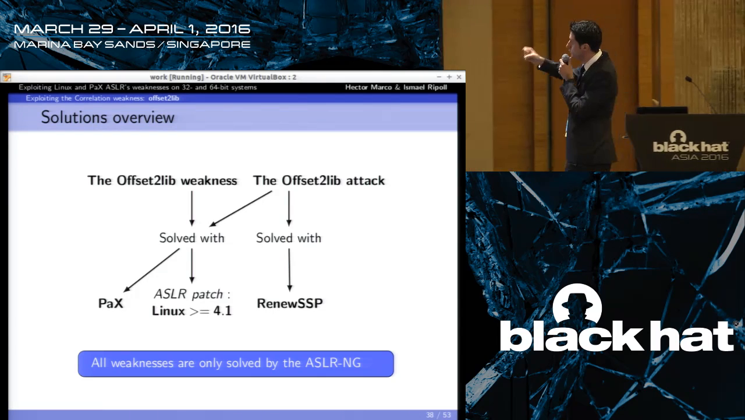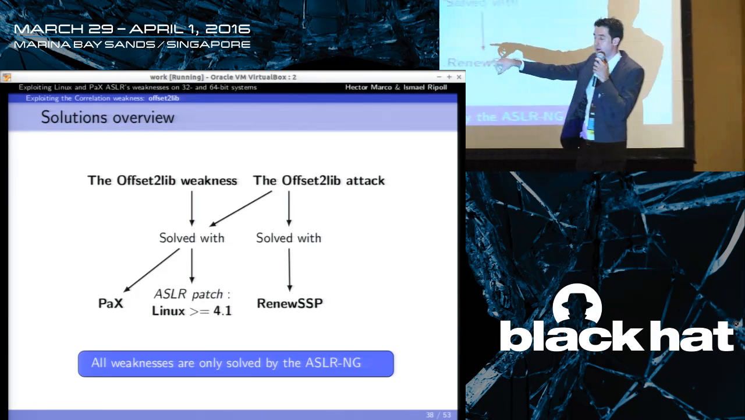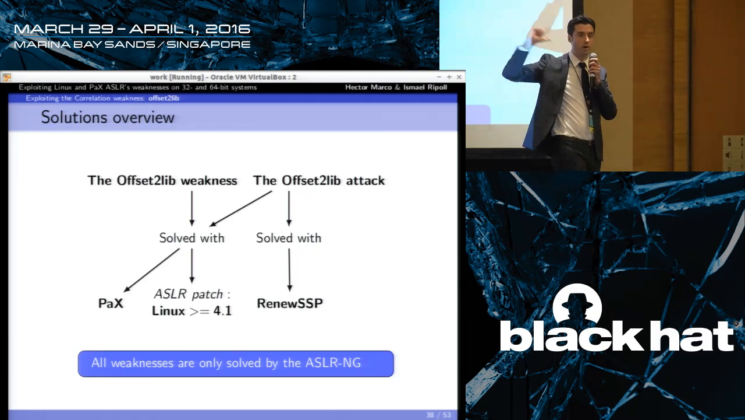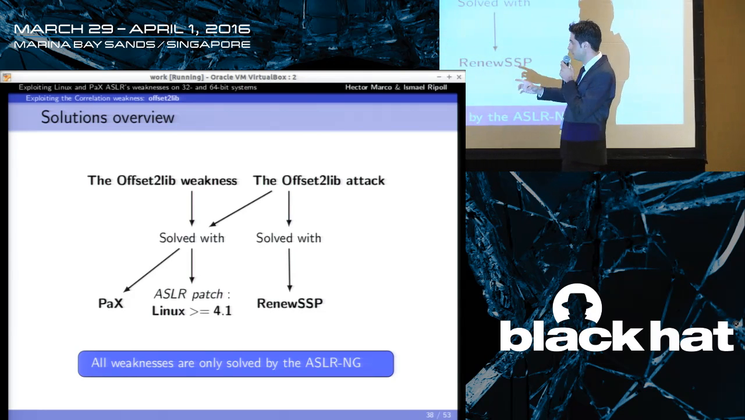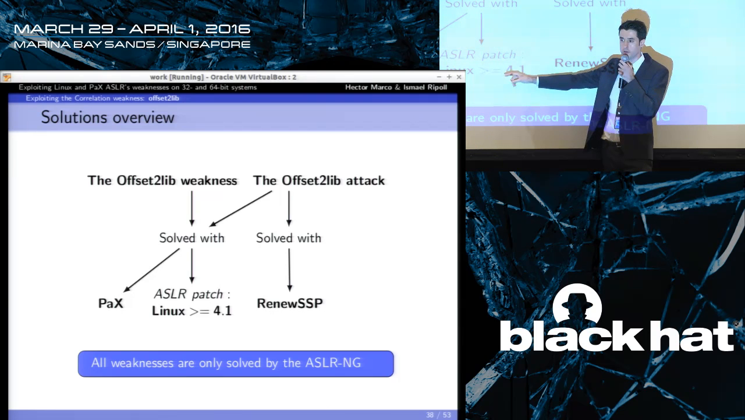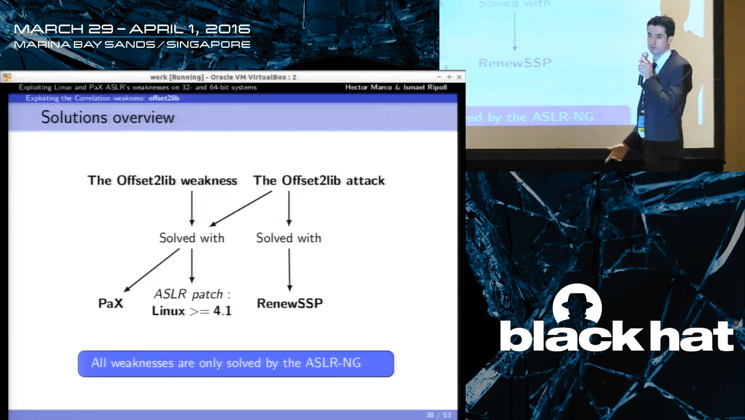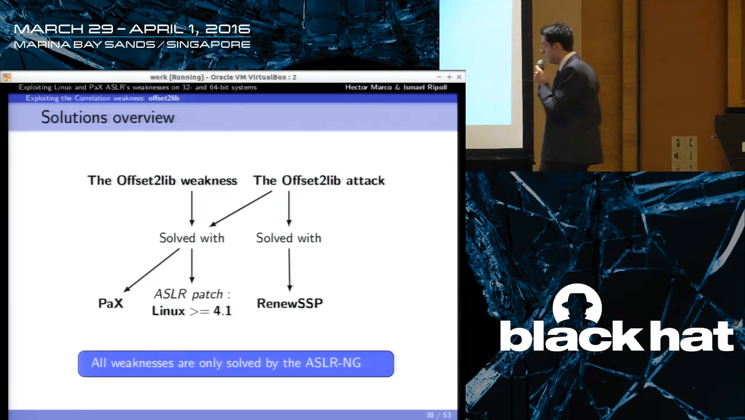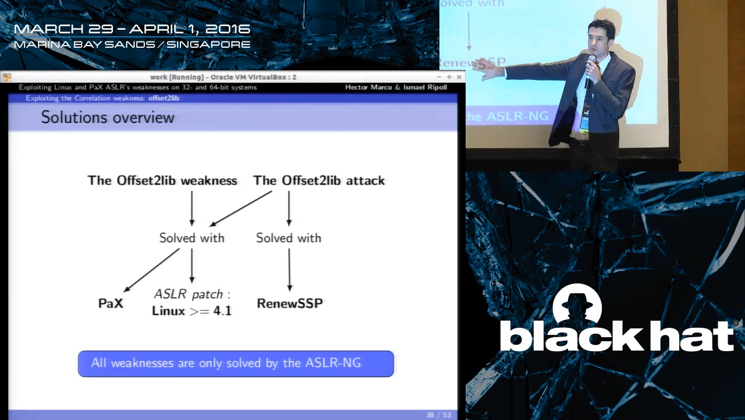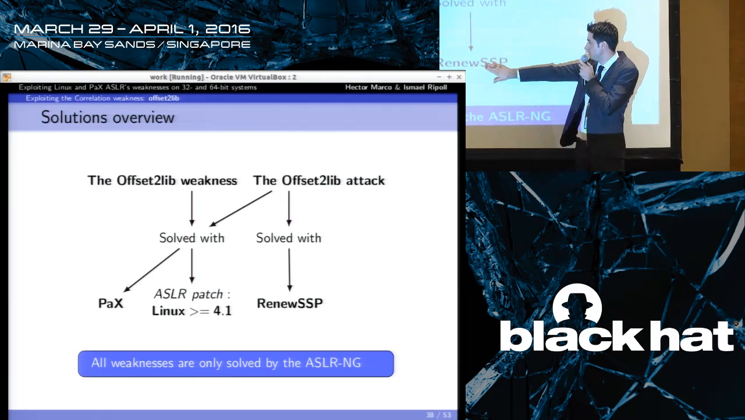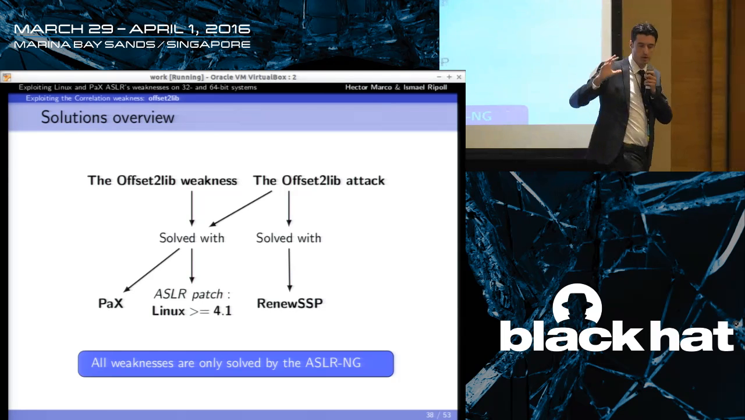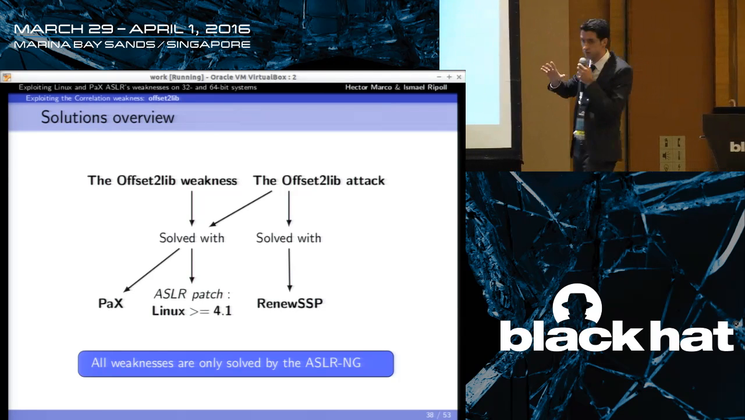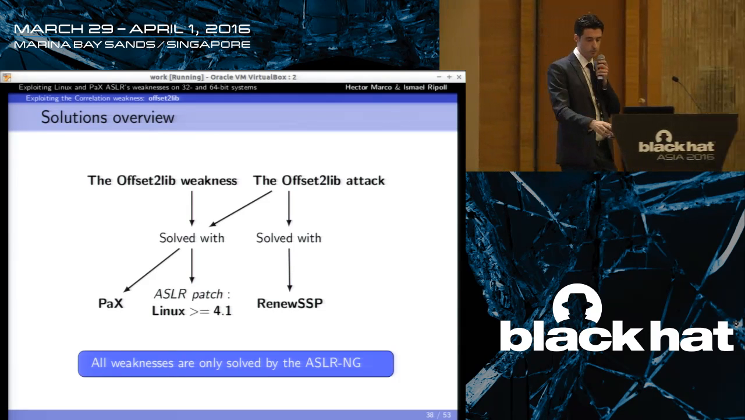To solve this weakness, we can use PaX directly, because PaX already puts the executable apart from the libraries. It's not in the same area. So this vulnerability does not affect PaX. Also, we sent a patch to the Linux kernel, so for versions greater than 4.1 it is also not a problem. And there is a specific protection for stack buffer overflows called Renew Stack Smashing Protector. This is a particular solution for stack buffer overflows, which prevents brute force attacks against the stack smashing protector.